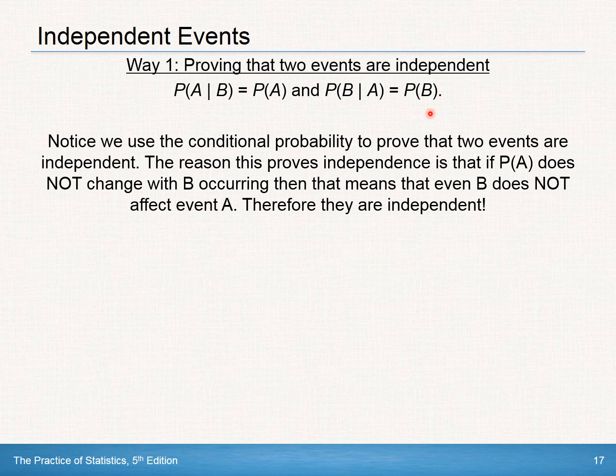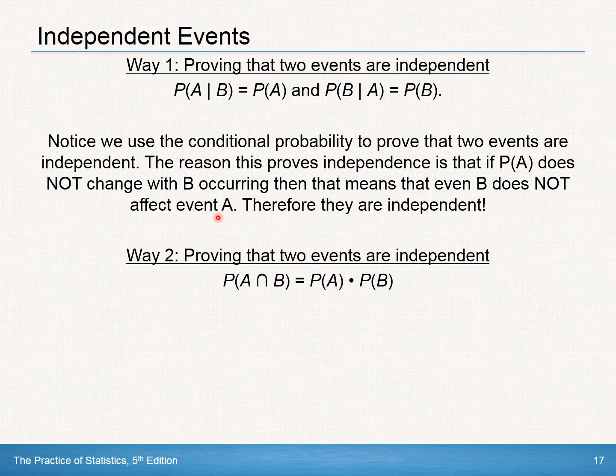Now notice that we use the conditional probability to prove that the two events are independent. Why does this work? The reason this proves independence is that if the probability of A doesn't change with B occurring, then it means that B doesn't affect A. Therefore, they're independent. So you have to show those numbers plugged in.